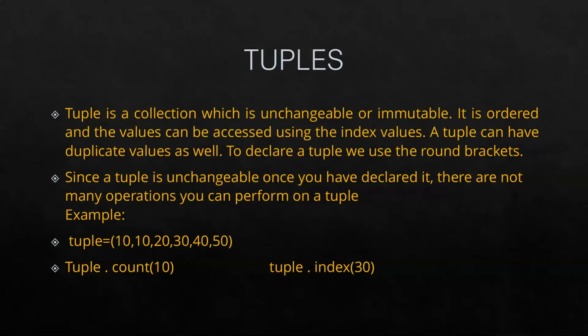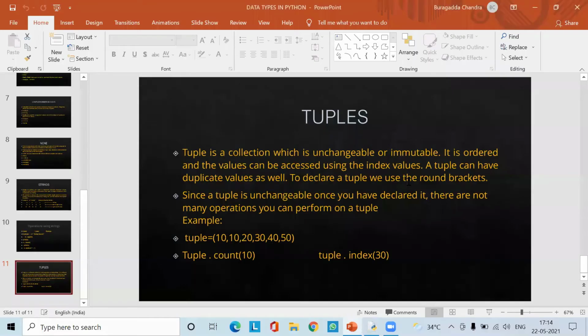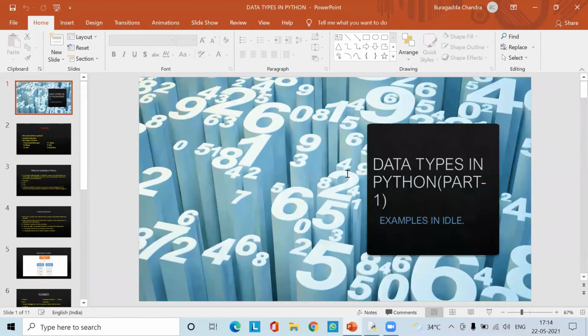And tuple dot index is going to return the position of the number which I pass to the index function. So index of 30 is nothing but 0, 1, 2, 3. So it returns a 3. So here itself completes our presentation of immutable data types.